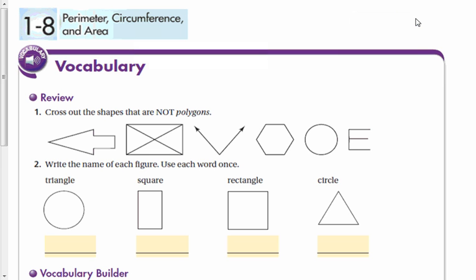Hey students, this is lesson 1-8. Our objectives here are to find the perimeter or circumference of basic shapes and to find the area of basic shapes. So go ahead and do a quick review here and I'll check back with you.